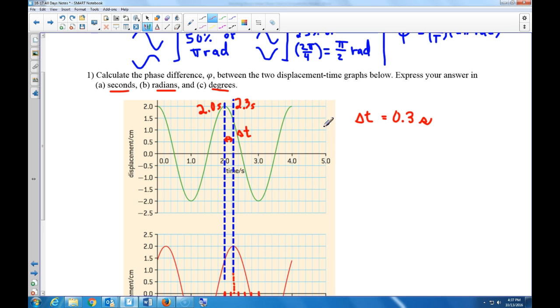Now let's calculate in radians, because that's really what the phase shift is. Here I use my formula. I take the delta t and I convert it to a fraction of one cycle. How do I do it? By dividing by the period, the time for one cycle. And then I multiply by 2 pi radians.